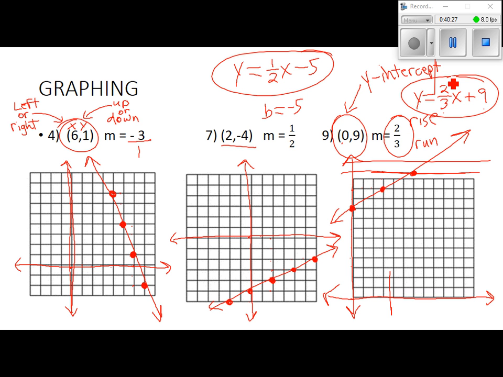I see Jacob back there messing with his calculator. Could he type this right here into his calculator and graph it? Yeah.